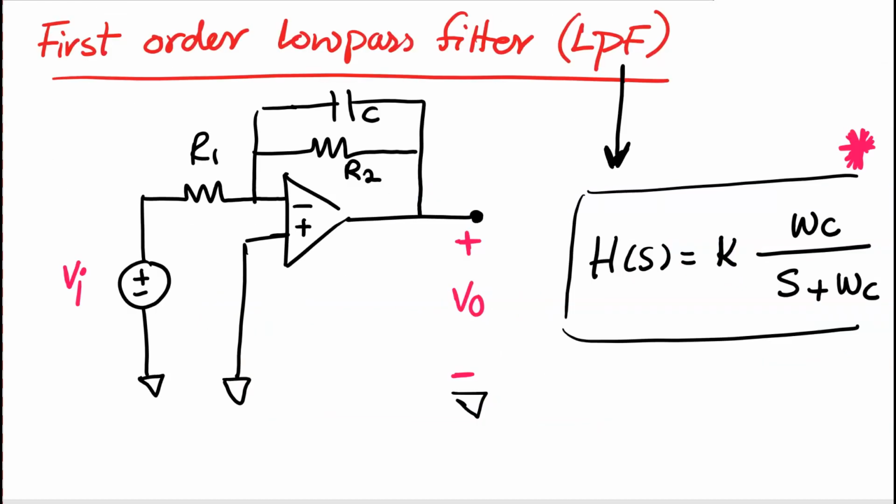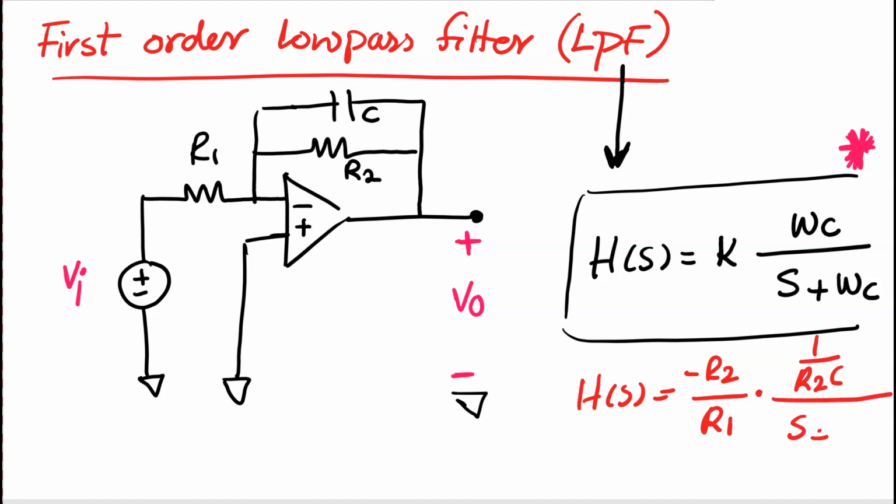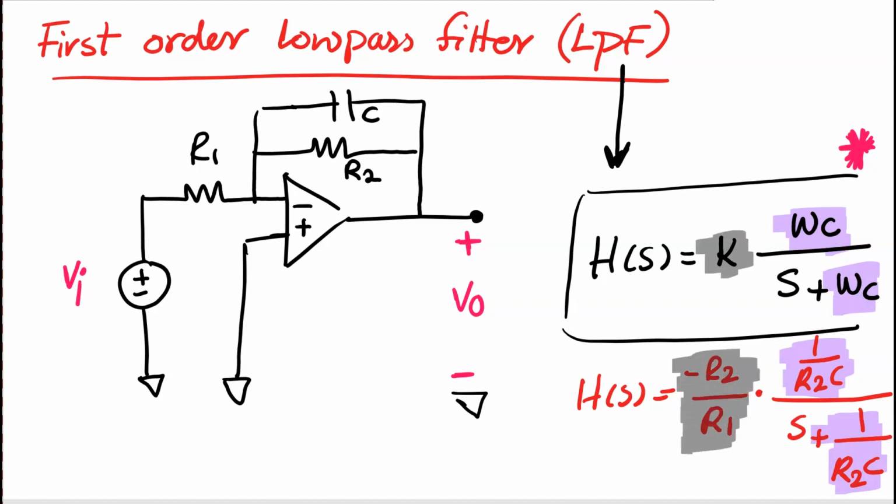The circuit that we have here is a low-pass filter because its transfer function is equal to minus R2 over R1 multiplied by 1 over R2C divided by S plus 1 over R2C. So here we have the cutoff frequency, and then we have the gain of K here, which is equal to minus R2 over R1.